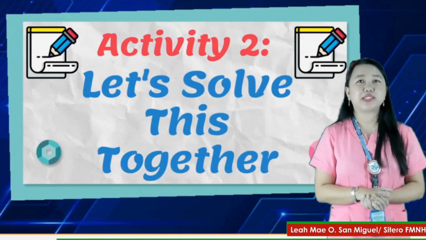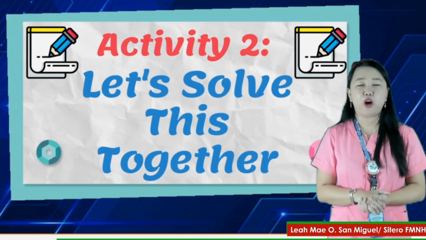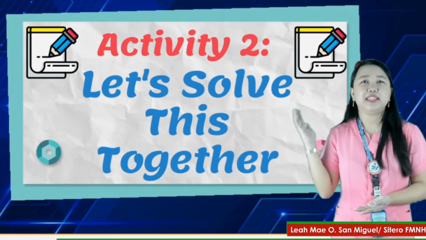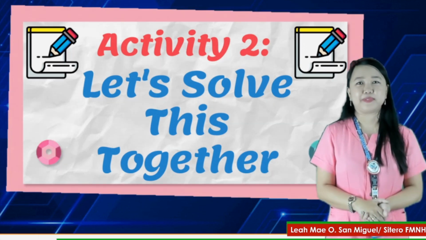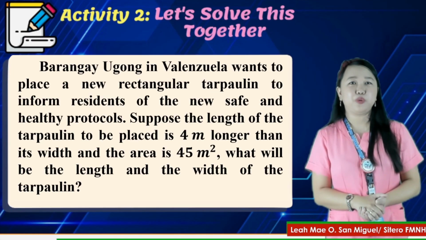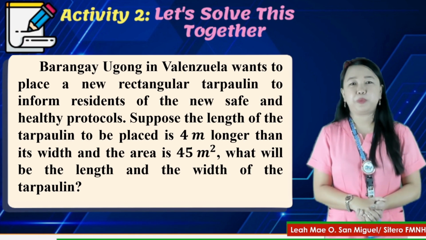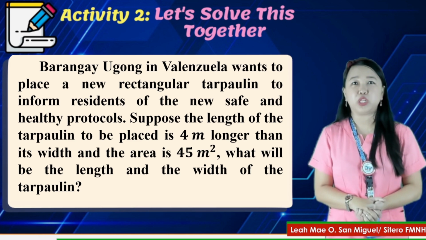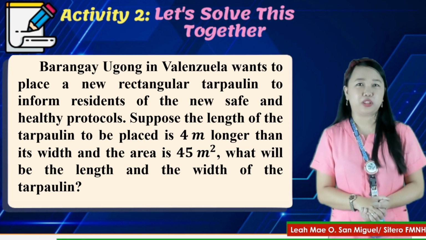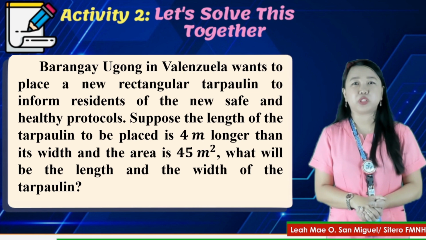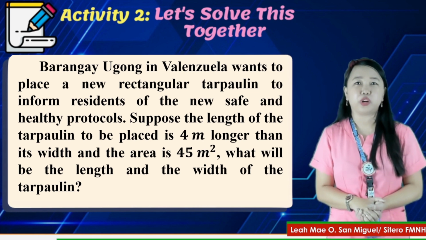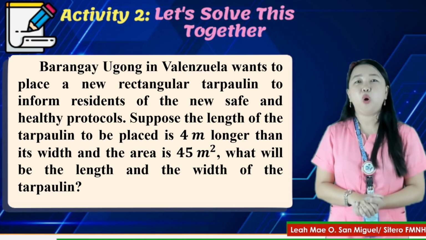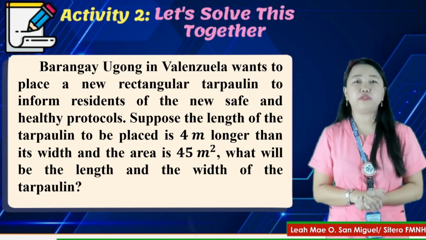Let's test your understanding in solving problems involving quadratic equation by having Activity 2 entitled, Let's Solve This Together. Barangay Ugong in Valenzuela wants to place a new rectangular tarpaulin to inform residents of the new safe and healthy protocols. Suppose the length of the tarpaulin to be placed is 4 meters longer than its width and the area is 45 square meters. What will be the length and the width of the tarpaulin?